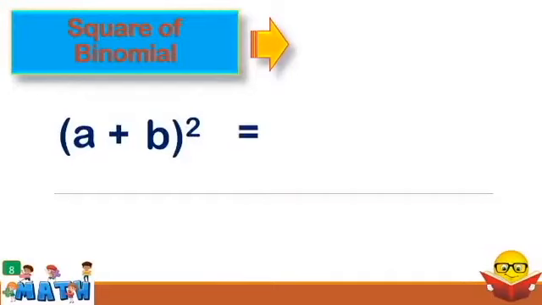Before we start, let's recall the pattern on how to square a binomial, as this is very important in understanding this factoring technique. So how do you find the square of the binomial of the form a plus b quantity squared? First, we're going to square the first term, where we have a times a equals a squared. Then get the product of the first and the last.